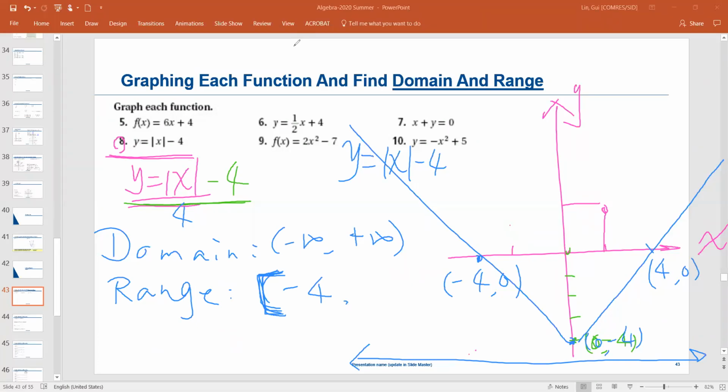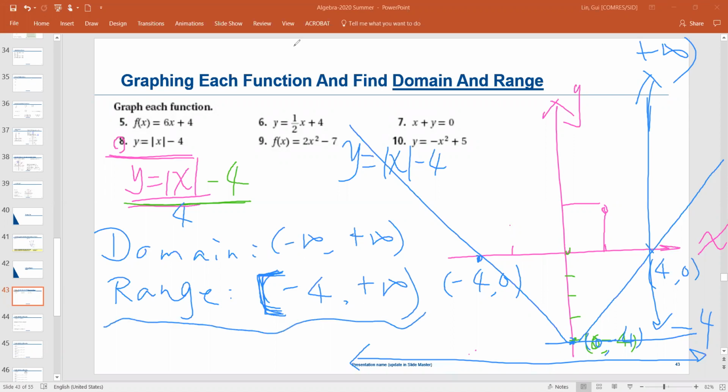And y goes from negative 4 up to positive infinity. So yes, right? The range would be similar to the parabola, the quadratic graph. They have the minimum value. Y has the minimum value, right?